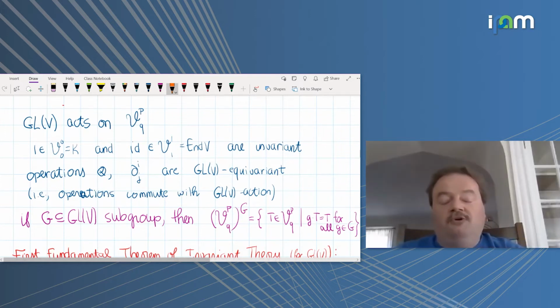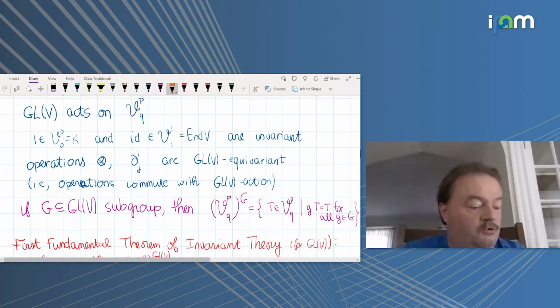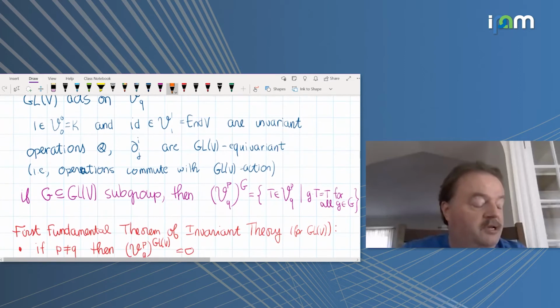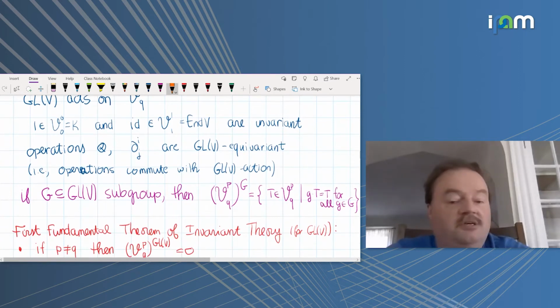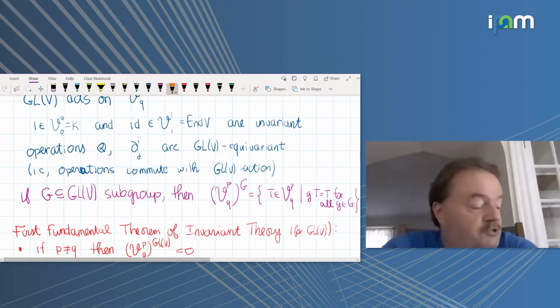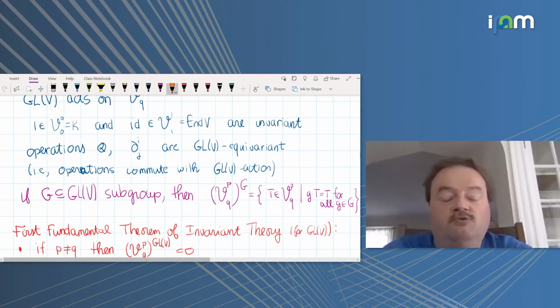So if I have two tensors, I could first let the group act and then take the tensor product, or I could first take the tensor product and then let the group act. Well, that would be the same. So these operations are what I call GL(V)-equivariant. And so one thing I'm particularly interested in is invariant tensors. If you have some group, maybe not GL(V), but some subgroup, then we can look at all the tensors that are invariant under this group action.